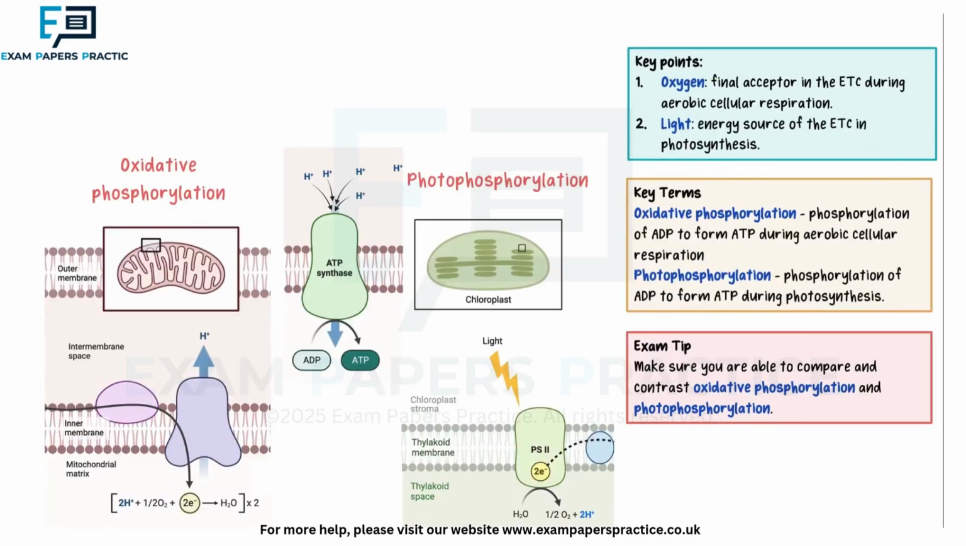This phosphorylation of ADP to produce ATP through the processes of the electron transport chain and chemiosmosis is known as oxidative phosphorylation in cellular aerobic respiration and photophosphorylation in photosynthesis. In aerobic respiration, it is named oxidative phosphorylation, as oxygen is the final electron acceptor in the electron transport chain in mitochondria. In photosynthesis, it is named photophosphorylation because light energy is the source of the energy carried by the electrons into the electron transport chain.